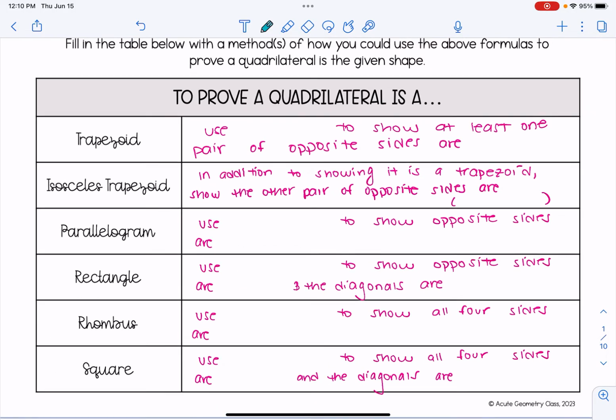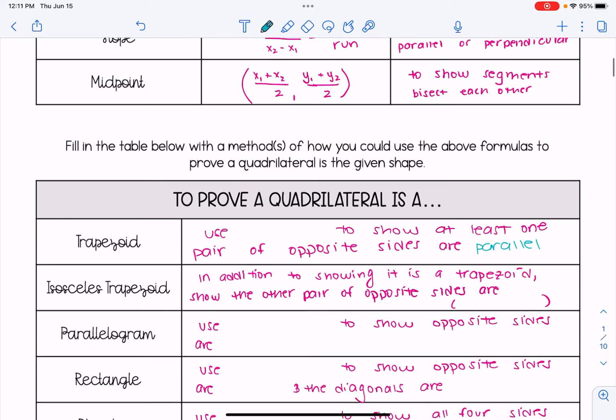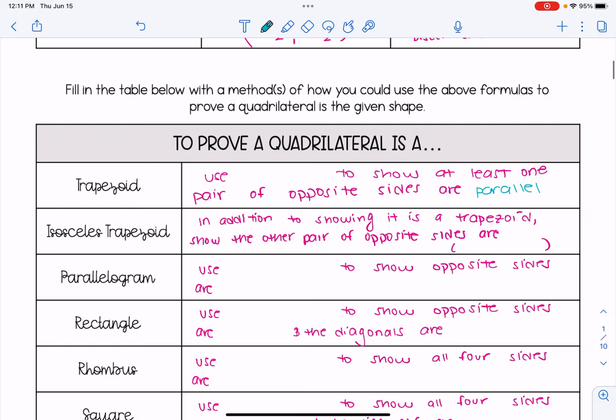So for a trapezoid, if we think about the properties of a trapezoid, it's that at least one pair of opposite sides are parallel. So I'm going to fill this word parallel in here. And now let's think, okay, how can I show that things are parallel? Go and refer to your chart above. We can show things are parallel by using the slope formula. So I'm going to say that we're going to use the slope formula 2 times. We're going to have 2 sides that are parallel to one another, so slope 2 times to show at least one pair of opposite sides are parallel.